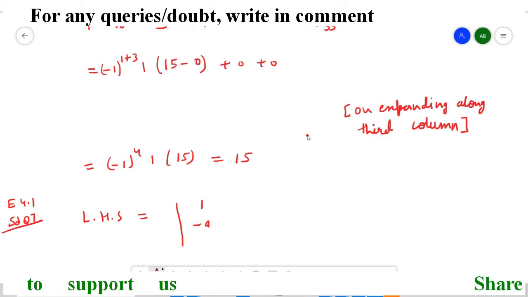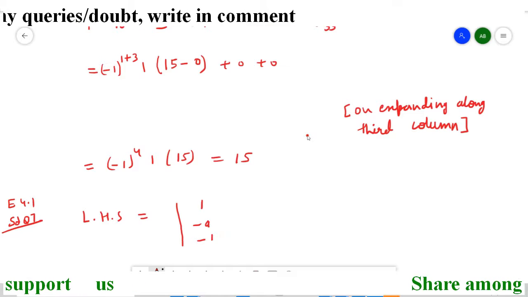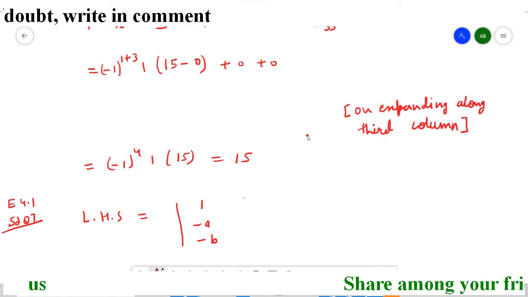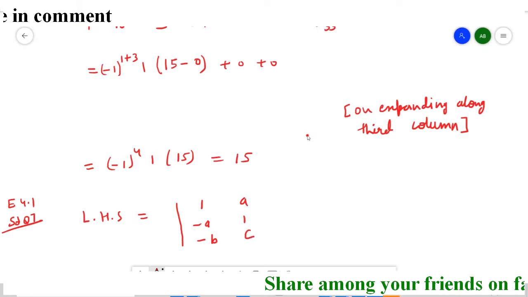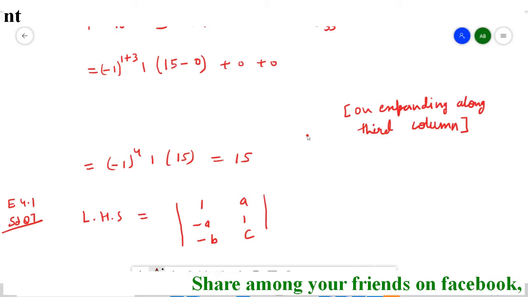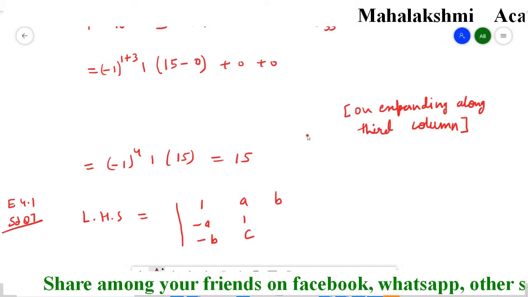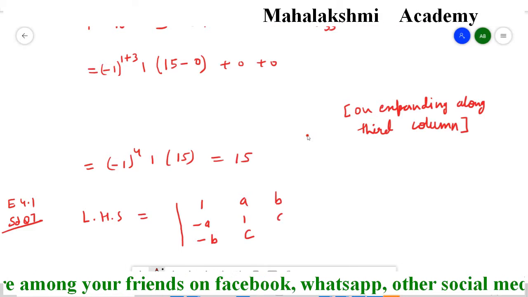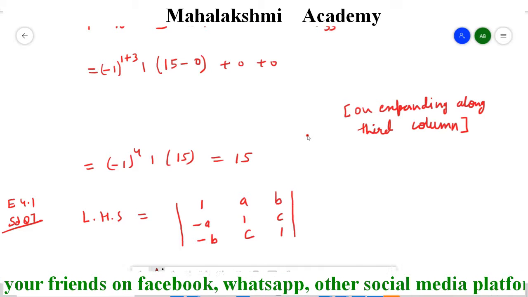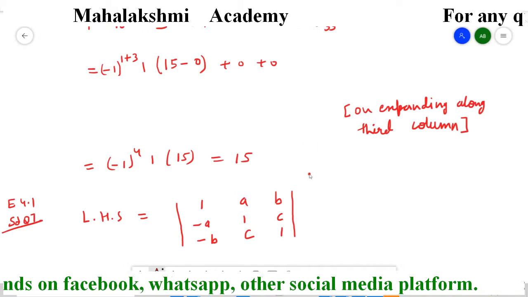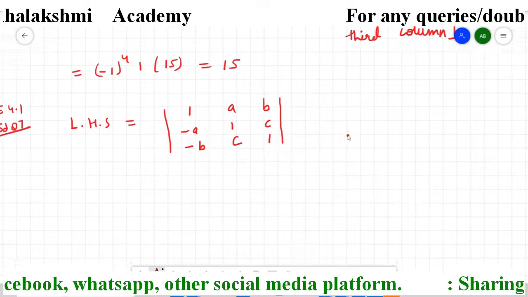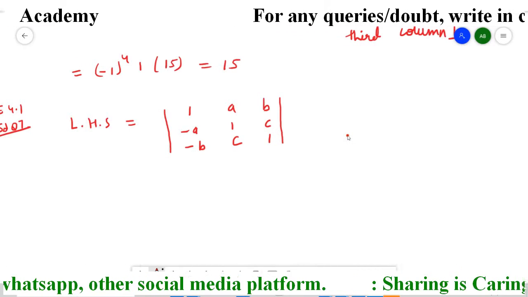1, minus a, minus b; a, 1, c; b, c, 1. So that we have to prove equal to the right hand side. So we'll start to expand it. So I'm going to expand it along the first row.